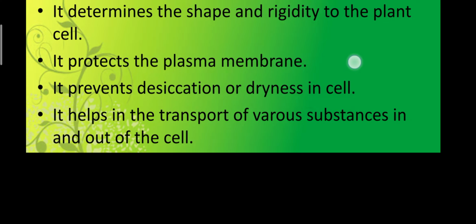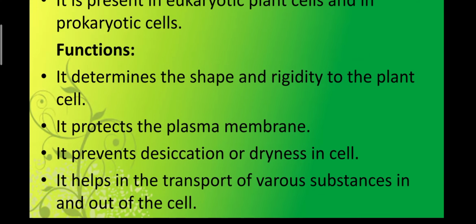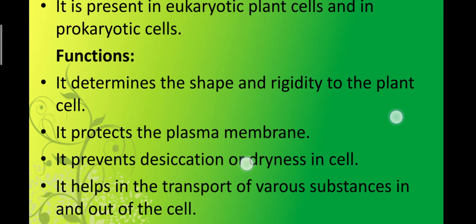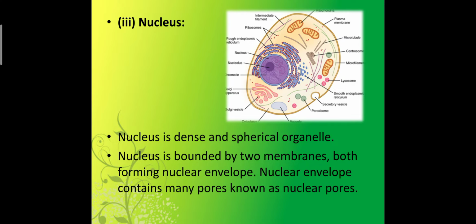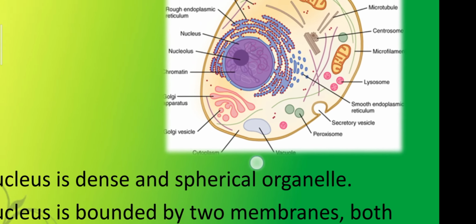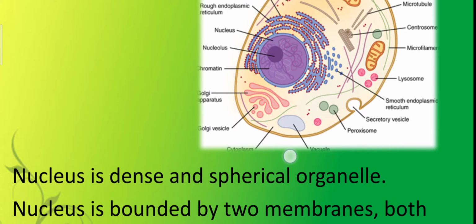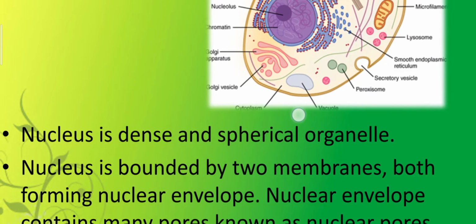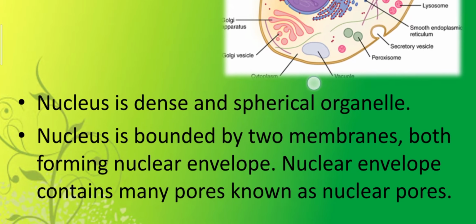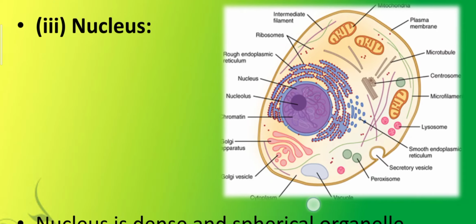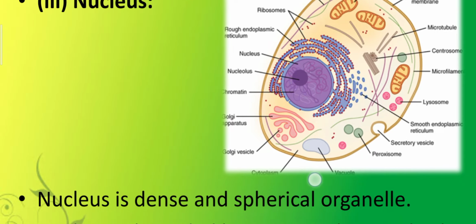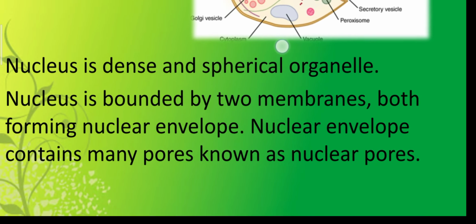Next thing, cell wall helps in the transportation of various substances in and out. That we know from the example of cell membrane also. Coming to nucleus. Now nucleus is a dense spherical organelle which is bounded by two membranes forming nuclear envelope. This nuclear envelope consists of nuclear pores which help in the in and out movement of the fluid from the nucleus part.